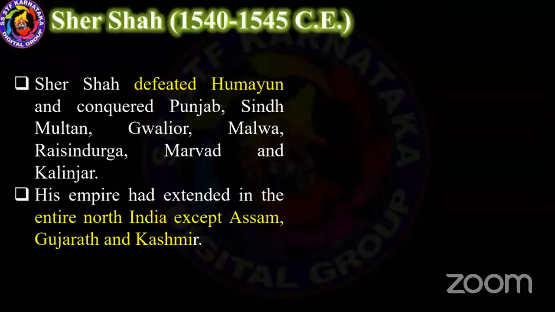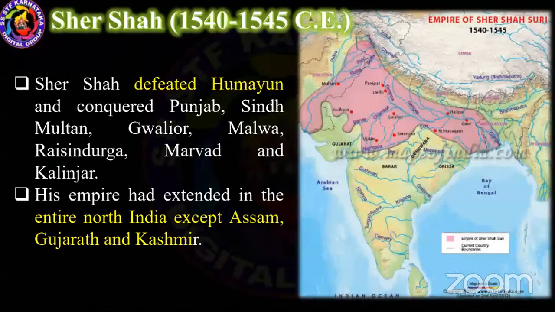His empire extended over the entire North India except Assam, Gujarat, and Kashmir. Look at the map here. This is the map of Sher Shah. Except Assam, Gujarat, and Kashmir, almost all the northern part was under Sher Shah. He had just 5 years. In those 5 years, he made a lot of reforms, and he captured almost all the northern part of India using his army.